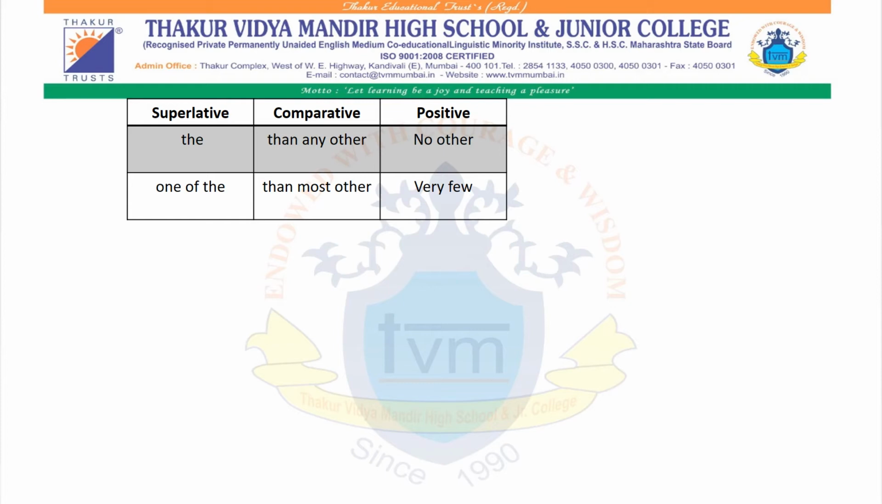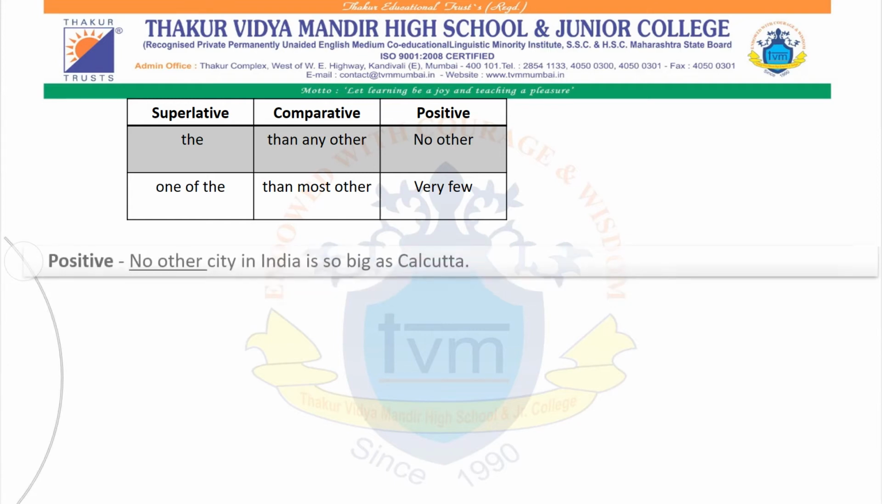This is the set pattern or structure. So again, in case positive is with the structure "very few" and an adjective, comparative will be "than most other" and an adjective, and superlative "one of the" and an adjective. Let's make it clear with the examples.